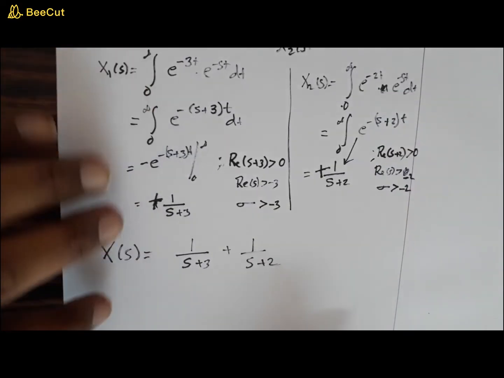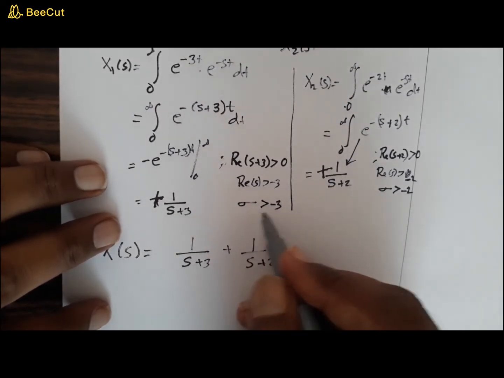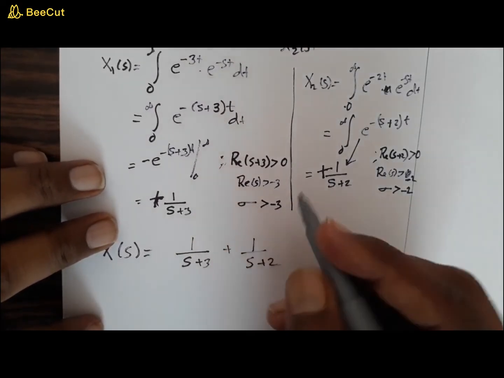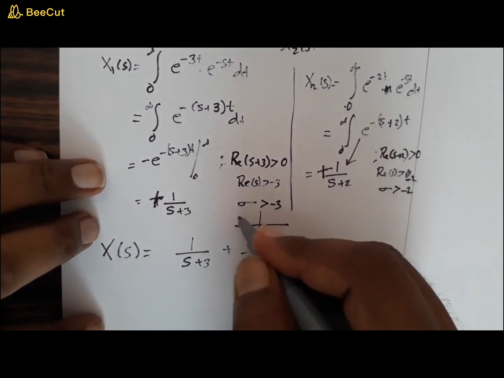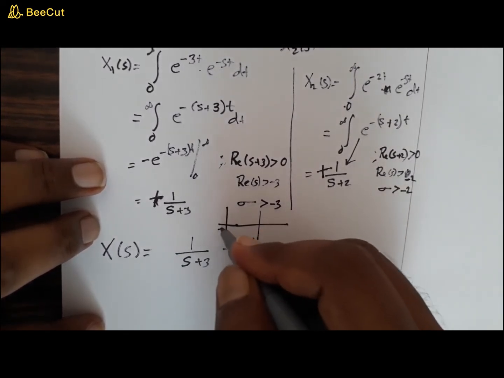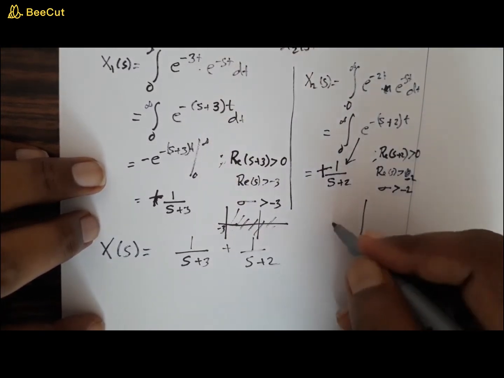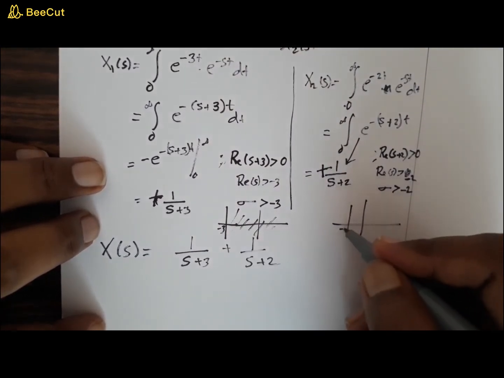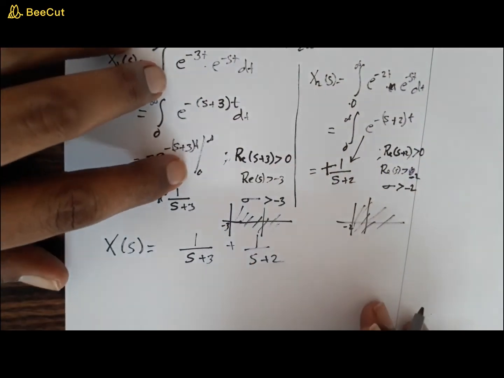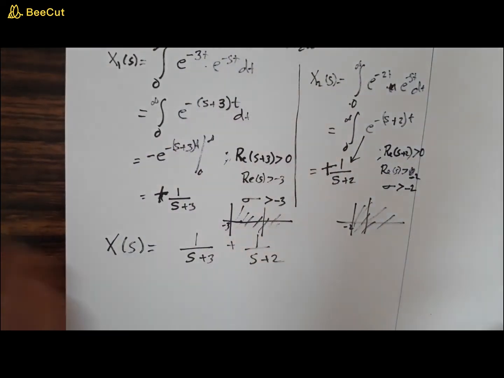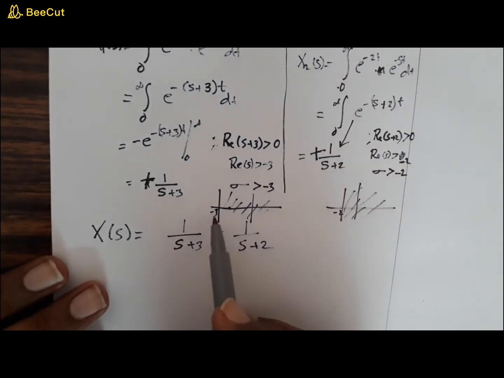But what will be the ROC? You cannot add the ROCs, because this is a region. Now you need to specify the region. If you just draw this, what is this region? This region will be from minus 3 onwards, right? And this region will be minus 2 onwards. Now when you combine these two signals, the region has to be the intersection of these regions. Will it be minus 3?